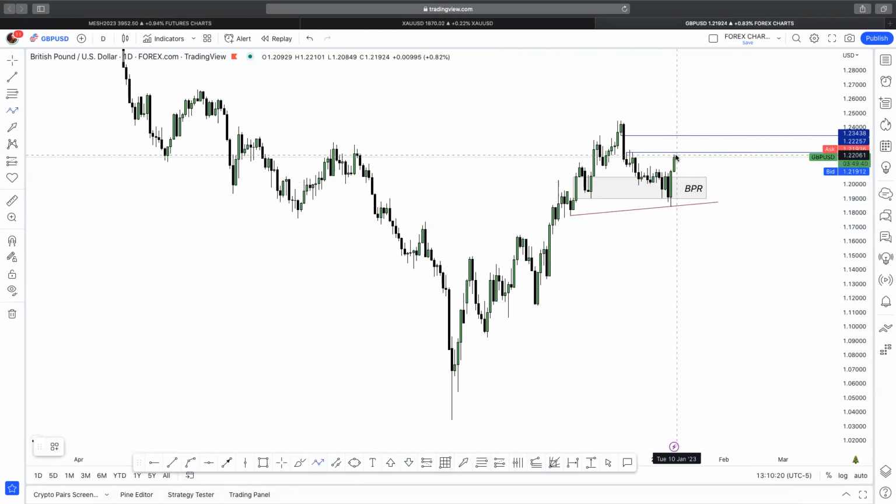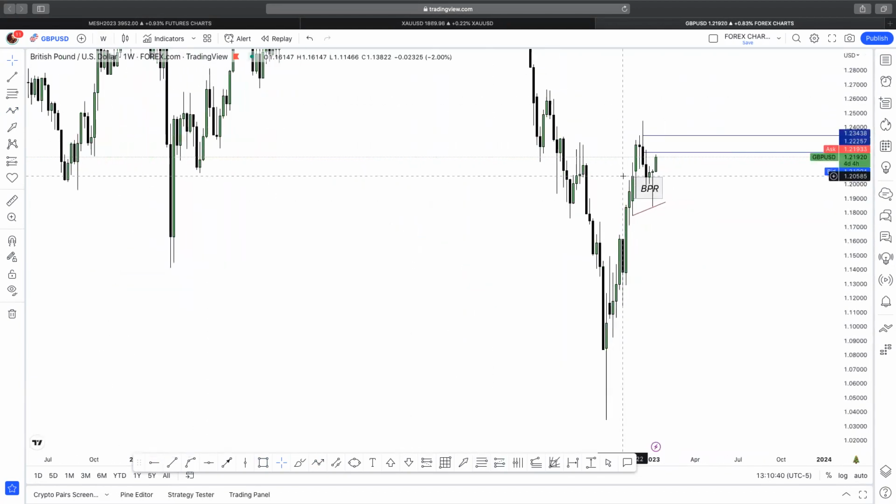Option B is they run in here and further displace high, right? Like that would be more ideal, and run these highs. I'm going to go to the weekly chart for a second so you can see a level that's really important to pound dollar.